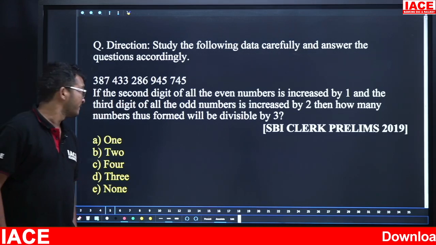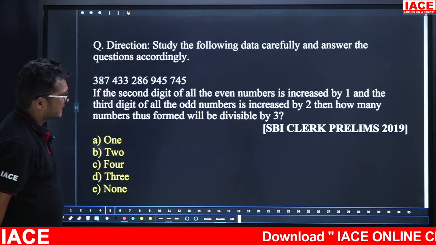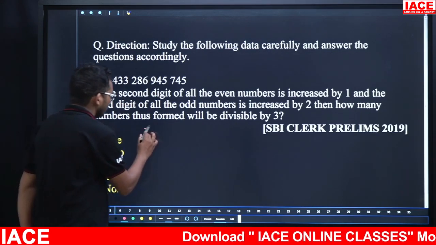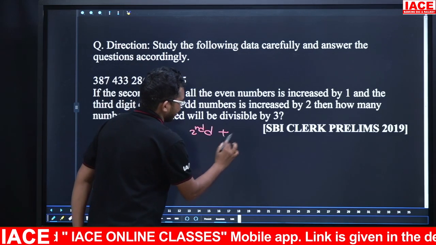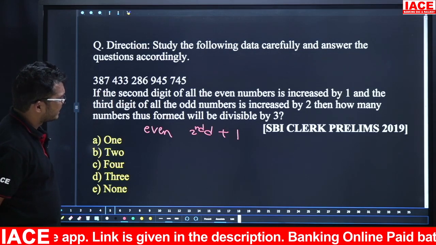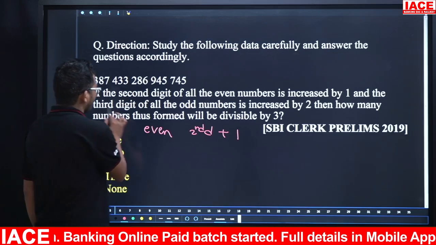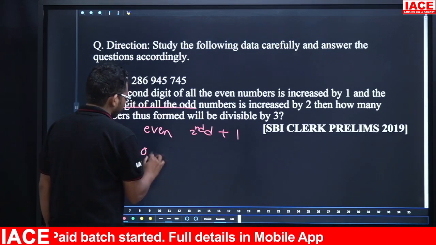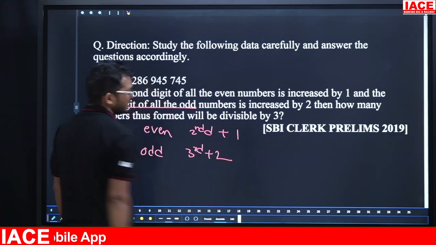Yes, time up. Take the given question. If the second digit of all the even numbers is increased by 1. Friends, if it is an even number, the second digit is increased by 1. And the third digit of all the odd numbers is decreased by 2 and increased by 2. So friends, take the third digit of all the odd numbers. If it is an odd number, then the third digit is increased by 2. Then how many numbers?